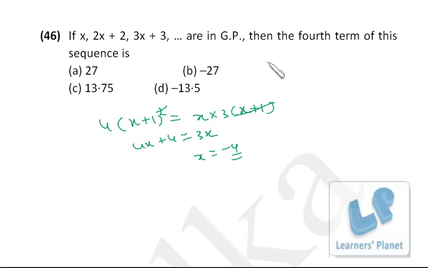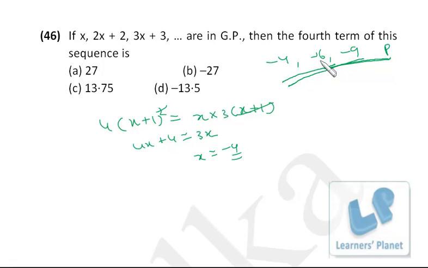So I put x is equal to minus 4. I'll be getting minus 4, then minus 8 plus 2, minus 6, and then minus 12 plus 3, minus 9. Now we have to find out the fourth term. See, in GP, I assume the fourth term is, say, P. These three terms are in geometric progression, right? That is minus 4, minus 6 and minus 9.